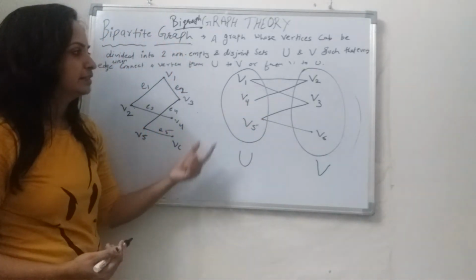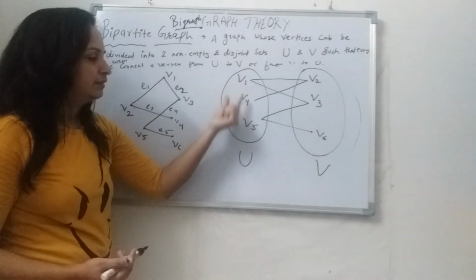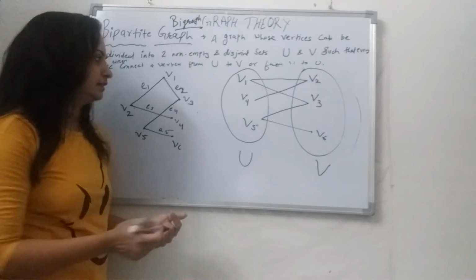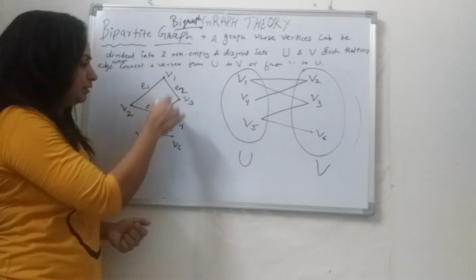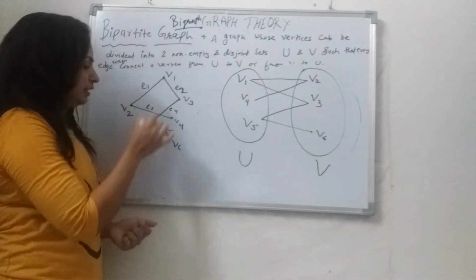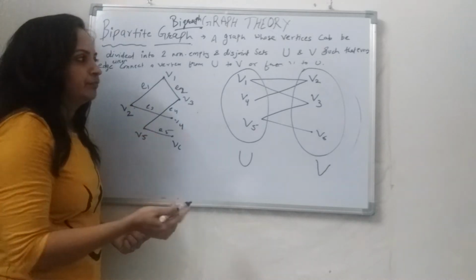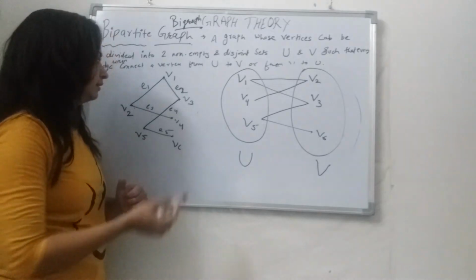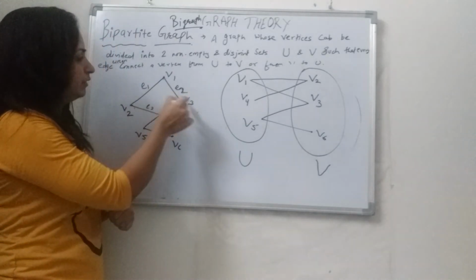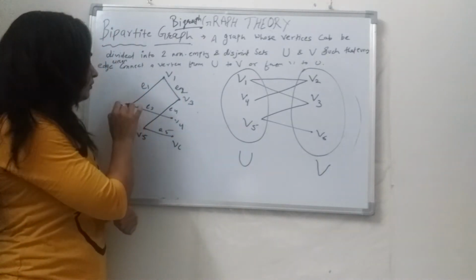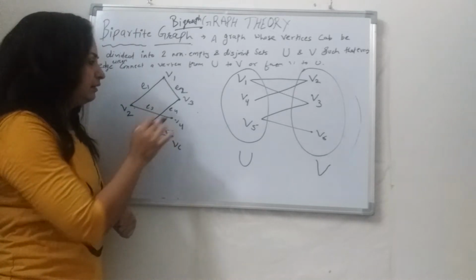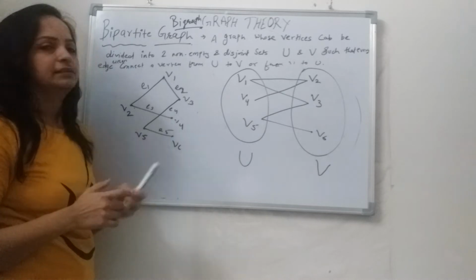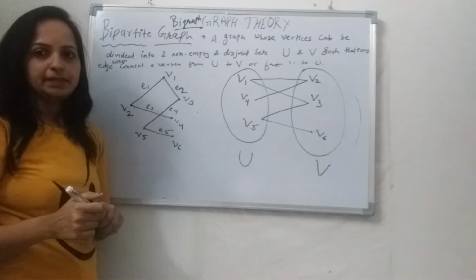You can see easily that the vertices in the same set, V1, V4 and V5, are not connected. V1 is not connected to V4. V1 is not connected to V5 directly. And vertices V2, V3 and V6 are not directly connected. V2 and V3 are not directly connected. V2 and V6 are not directly connected. V3 and V6 are not directly connected. So this is an example of a bipartite graph.